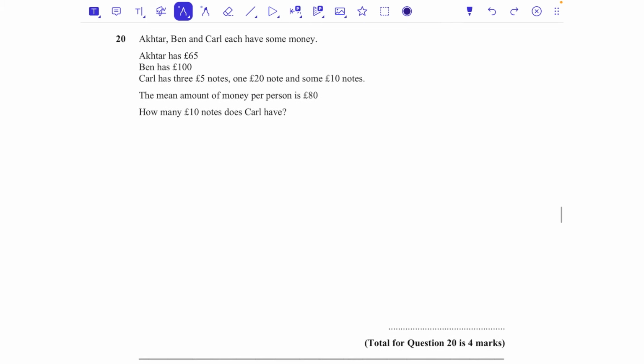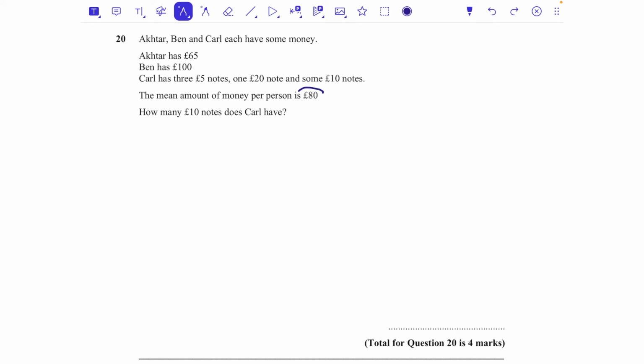Okay, question number 20. Akhtar, Ben and Carl each have some money. Akhtar has £65, Ben has £100, and Carl has 3 £5 notes, 1 £20 note, and some £10 notes, but we don't know how many. The mean amount of money per person is £80. How many £10 notes does Carl have?